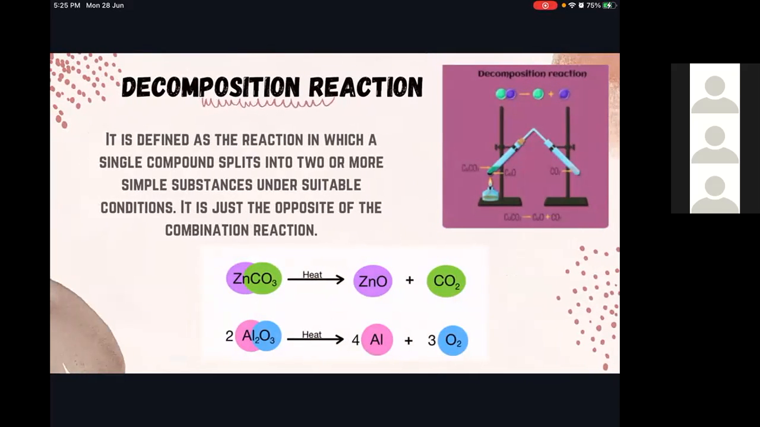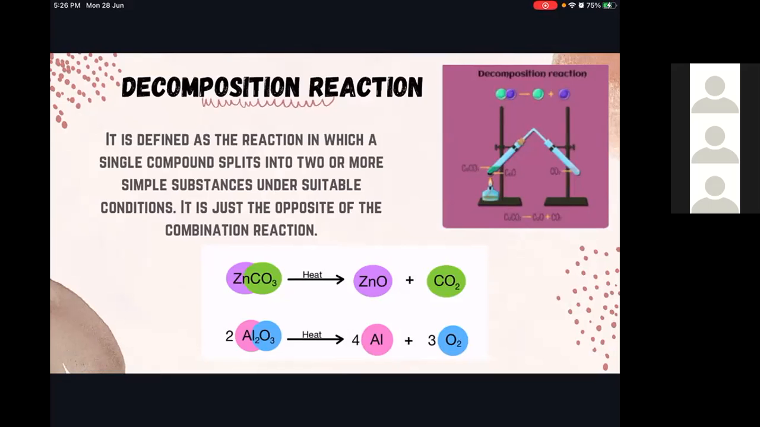And here she has used one nice photo. Here you can see a single compound splits into two components. A single compound splits into two or more components. So this indicates decomposition reaction.